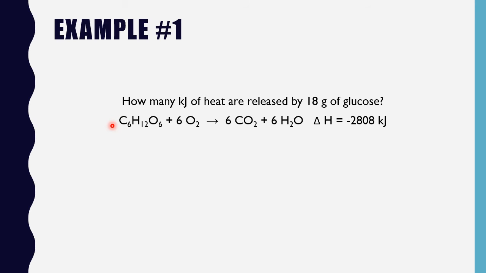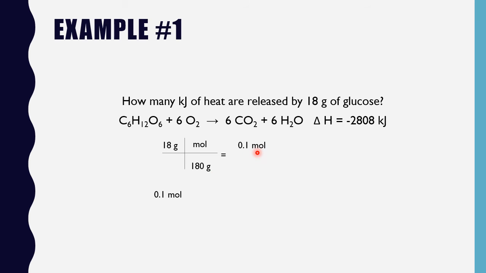Why do I need to know that? Because you're going to have to set that up in your T-table. So we'll see that in a minute. 18 grams of glucose, the 18 grams of glucose I need to convert to moles. 18 grams converted to moles by using the molar mass, which is in my periodic table. So first step, take my 18 grams and I convert it to moles by using the molar mass. C6H12O6 has a molar mass of 180 grams. 18 divided by 180 grams is 0.1 moles.